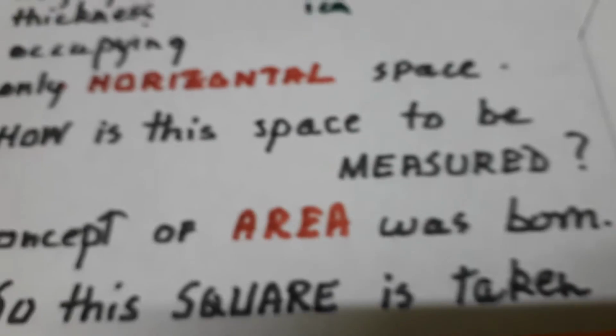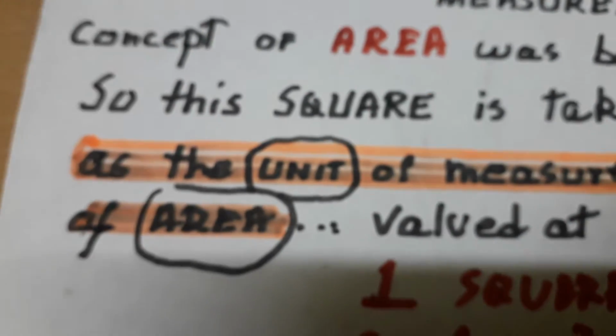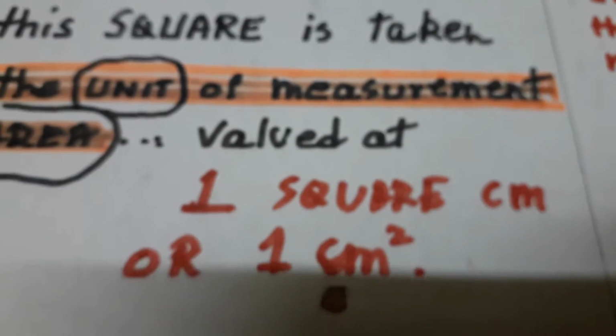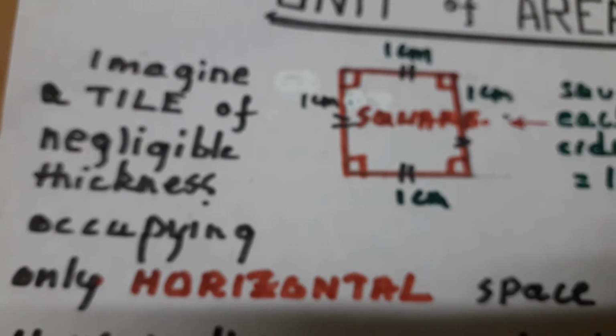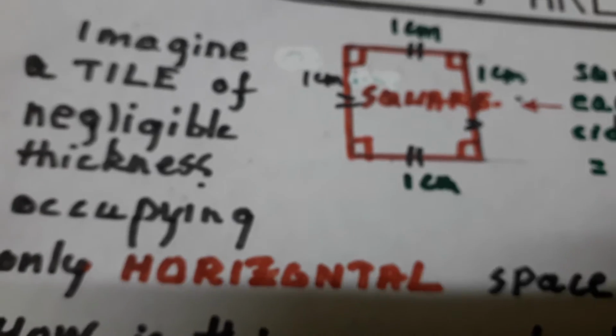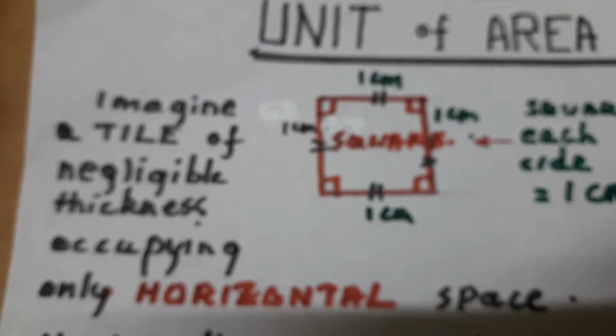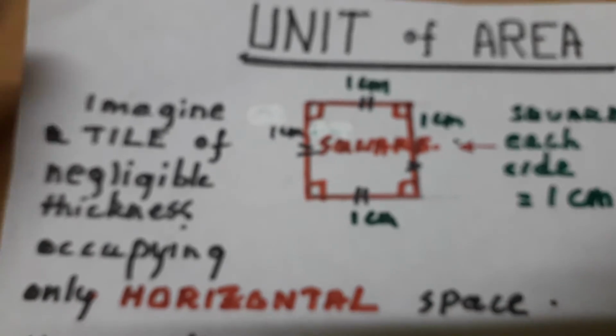So they gave it a name and called it area. The square is taken as the unit of measurement of area, valued at 1 square centimeter. Let's see if you understand that. The area of this is 1 into 1, so 1 square centimeter is the area occupied by it. This is used as a unit of measurement of area. Suppose a floor has a hundred of these tiles which fit exactly. Then the area would be 100 centimeters squared. Okay, right?